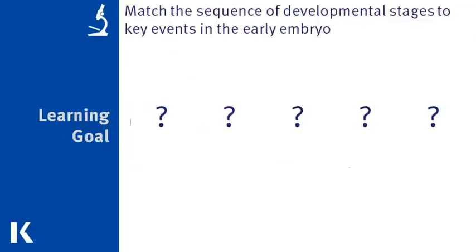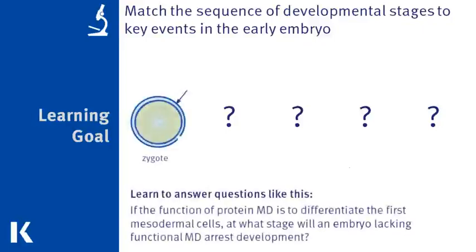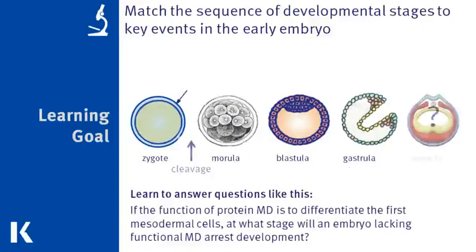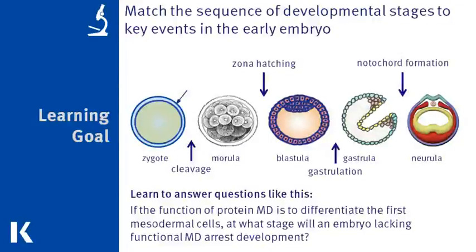In this video, we will analyze the early stages of embryogenesis and associated structures characteristic of each stage. We will explore the embryonic process as the organism begins as a zygote and subsequently develops into a morula, blastula, gastrula, and neurula. By the end of this lesson, you will learn how to answer questions like the one at the bottom of the screen.